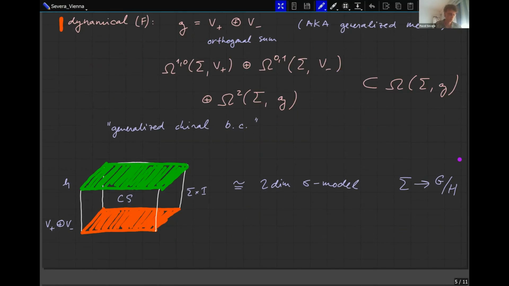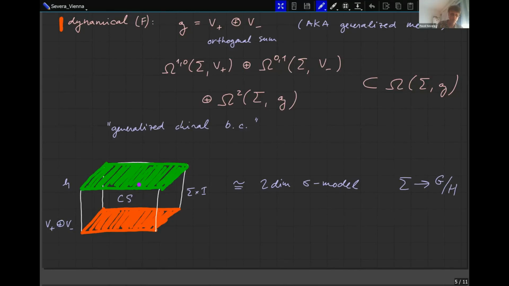And then, as I said, we should now take Chern-Simons theory on sigma times interval with one boundary condition and the other boundary condition. And the statement is that this is actually isomorphic to a two-dimensional sigma model where the source, the worldsheet, is sigma, and the target is G mod H. It's not supposed to be evident, but at least to get some idea where this G mod H comes from, it basically comes from taking holonomy of our connection along this vertical interval.